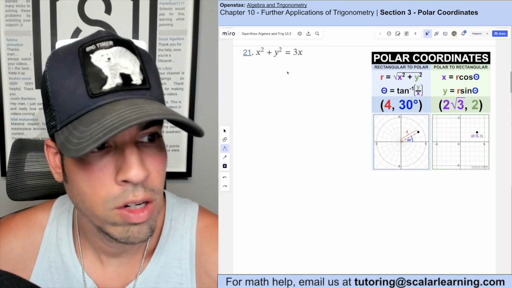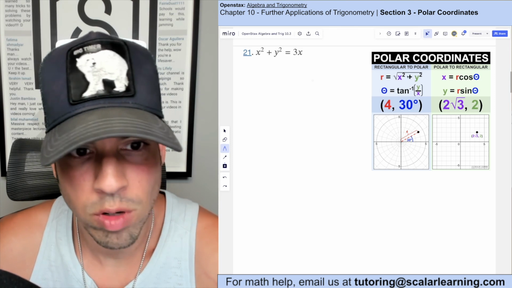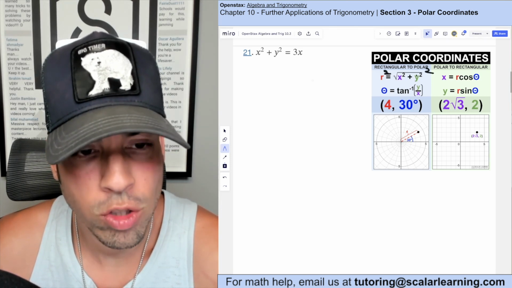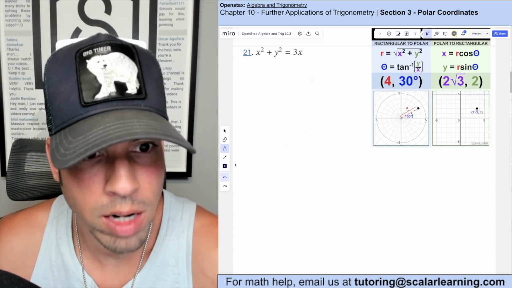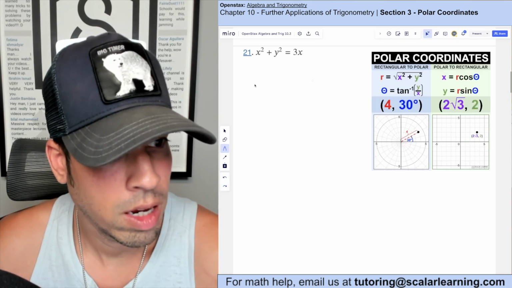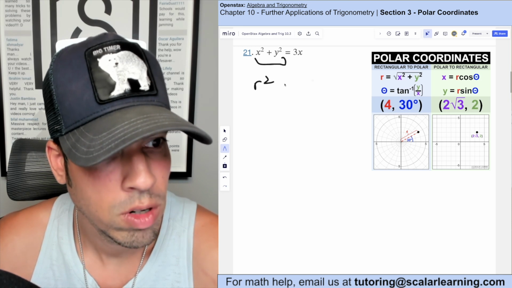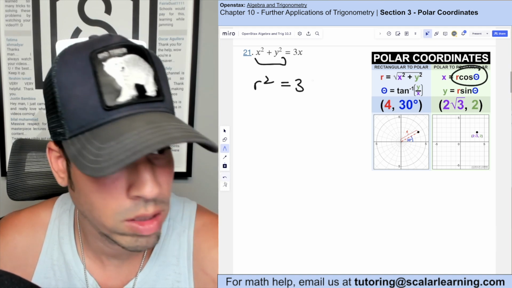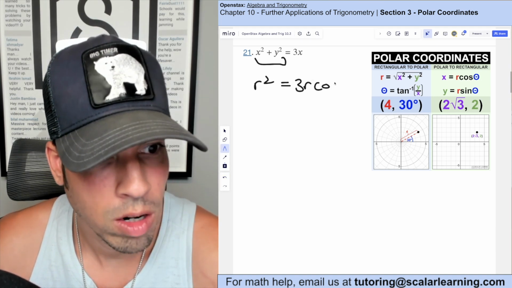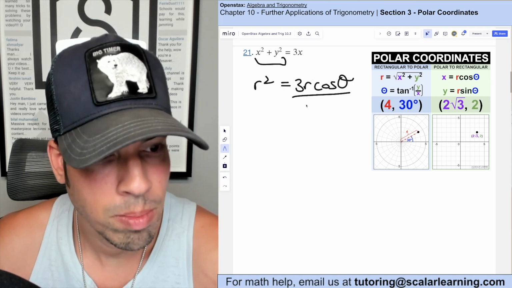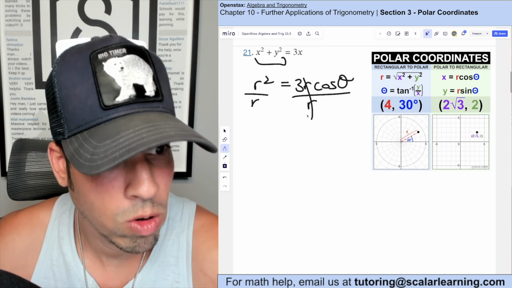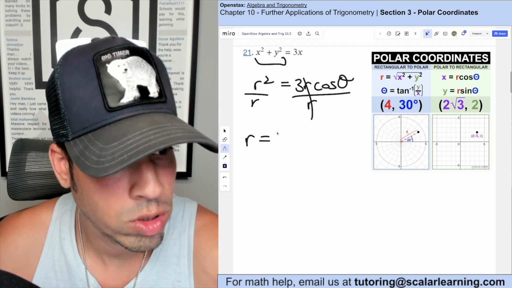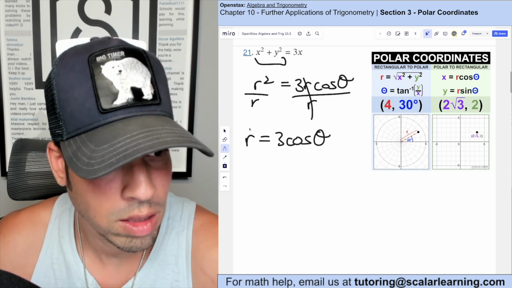Done. So since here I recognize that r equals the square root of x squared plus y squared, if I square both sides in this equation, that would mean r squared equals x squared plus y squared without a radical. So I can just simply say r squared, replace these two, equals 3x. And for x, now what I'm going to replace that with is r cosine theta. So we got r cosine theta. And then the last step is I'm going to divide both sides by r like so. And then r squared over r is just r to the first power. So now we have r equals 3 cosine theta. That's how you do it.